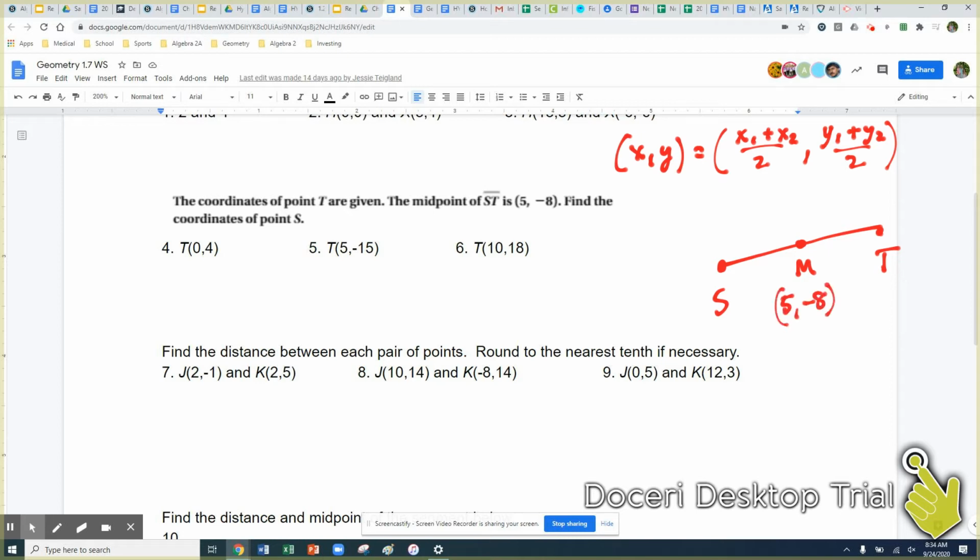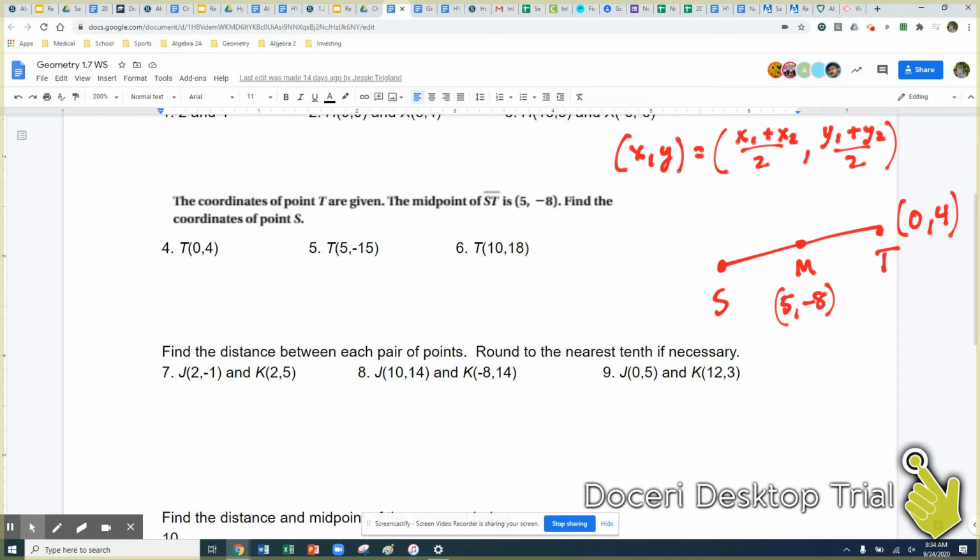So we already know the midpoint. We already know this piece up here. Down below, number 4, we're going to know the point T is going to be 0, 4. And again, I'm not drawing this to scale. So this is just a random segment. So there's going to be that endpoint right there. So I know what the midpoint is. I kind of know what the answer to the midpoint formula is. And I know one of the x coordinates. I know one of the y coordinates.